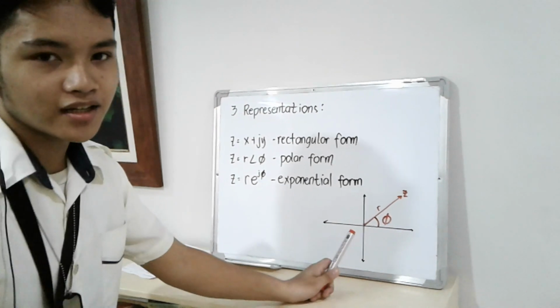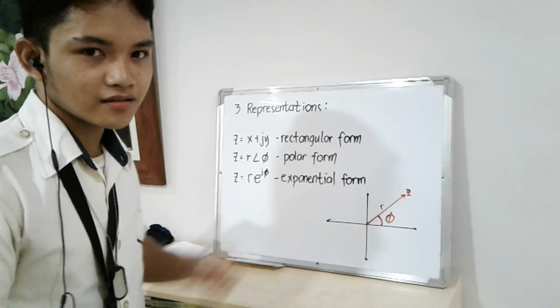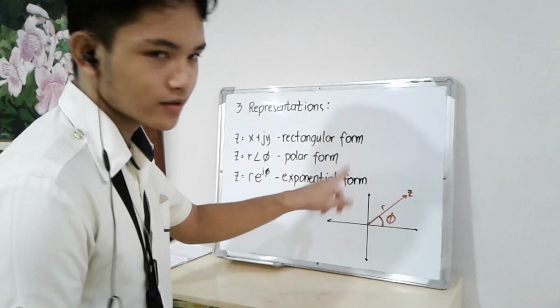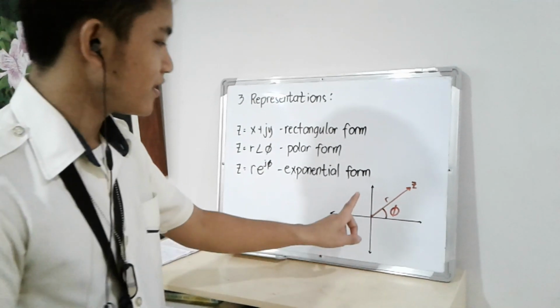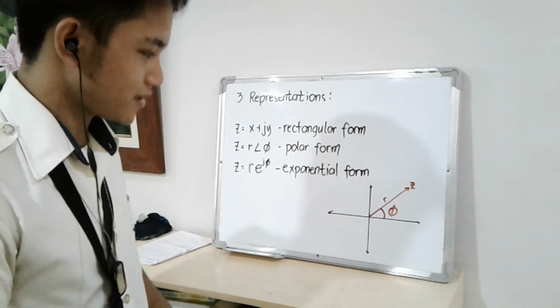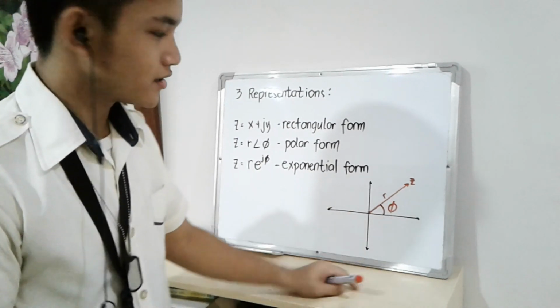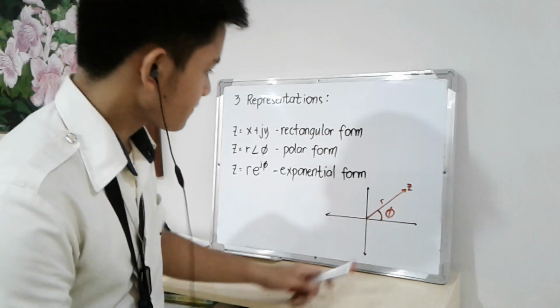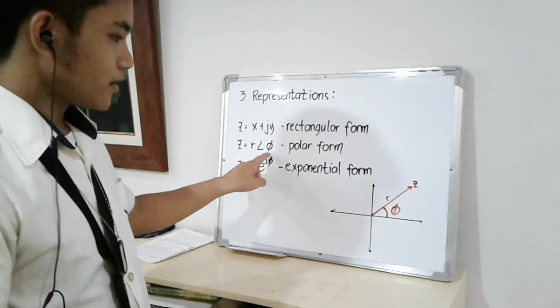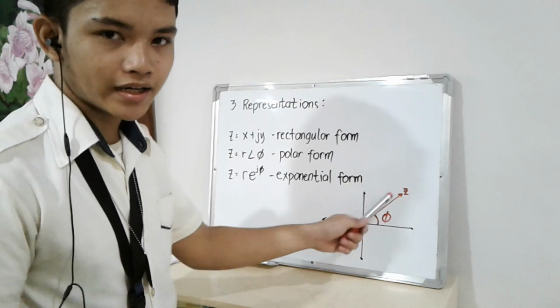So this graph is what we call the Argand diagram, where the y axis of the Cartesian plane is called the imaginary axis and the horizontal is the real axis. So this line is our phasor z. Then phi here is the angle, and the value of r is the hypotenuse.